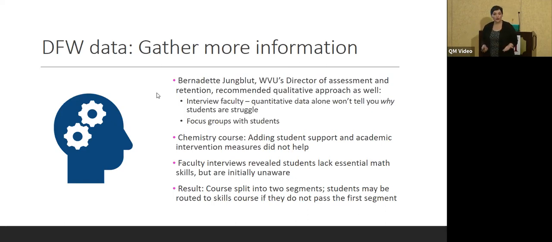And so their solution then was to split the course into two segments. You have the first half and you have the second half. If students don't do well in that first half, that second half then becomes a different type of course and they get the remediation that they need. And the next semester they can matriculate back into the course and complete it. If they do well in that first section, they can then continue on and finish that chemistry course, right?